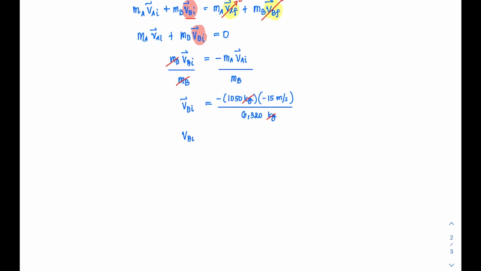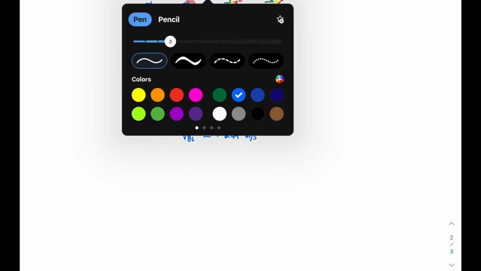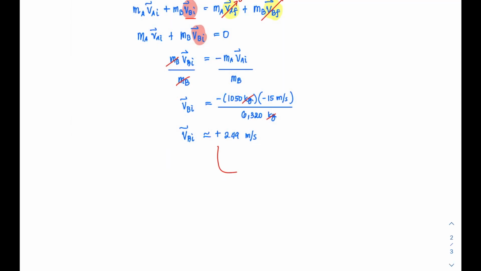So the VBI then is approximately equal to 2.49 meters per second. And again, I will put a heavy emphasis on the plus over there, indicating that the truck must be moving towards the east. Okay.